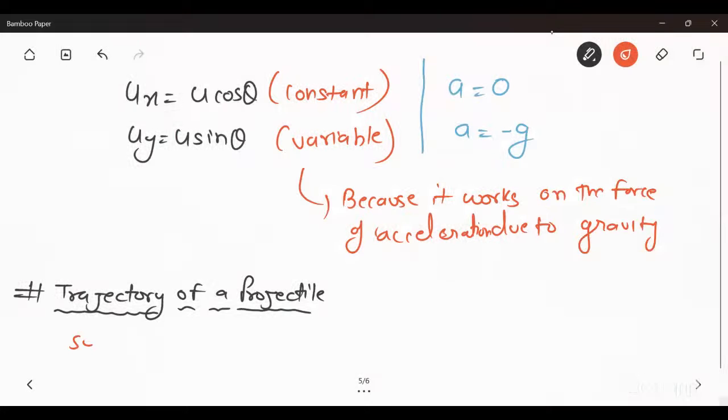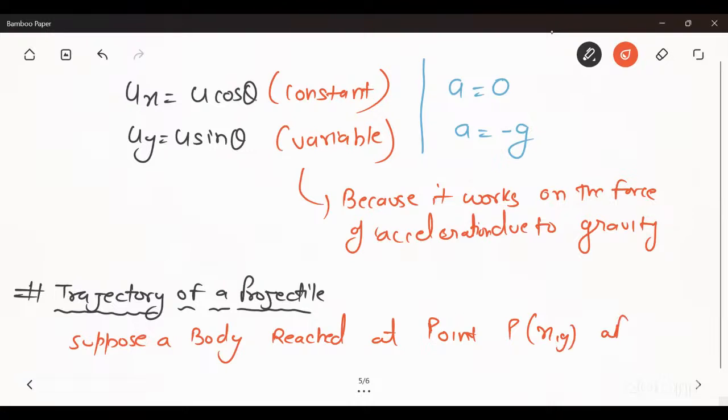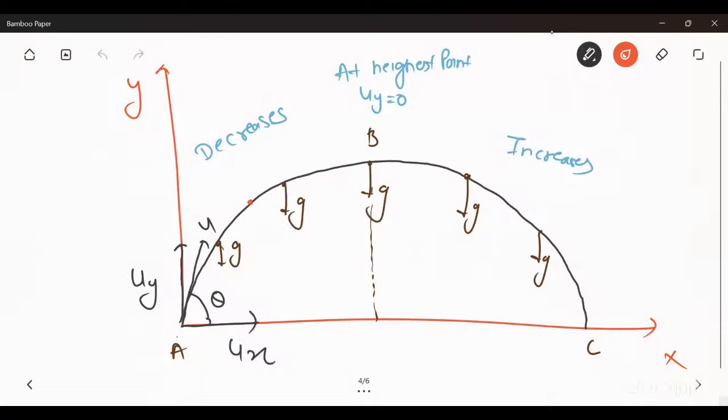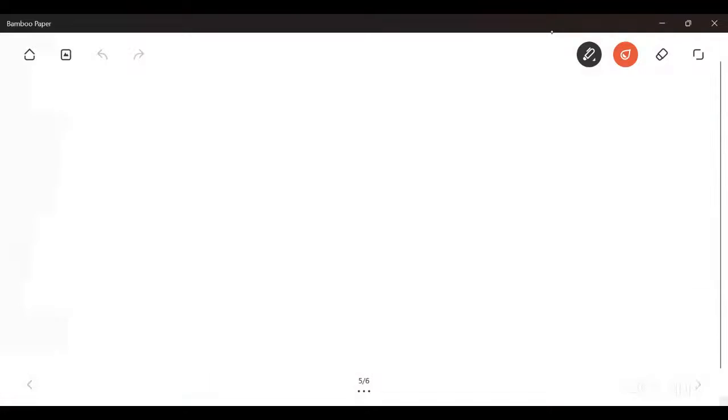So suppose a body reached point P, (x, y), after time t. Suppose that was a point. That point is known as point P, which has coordinates x comma y at time t.